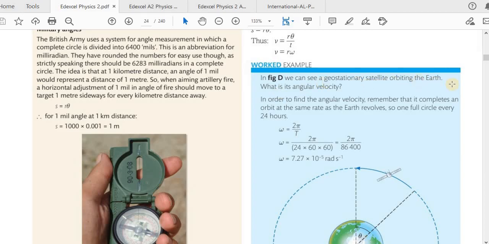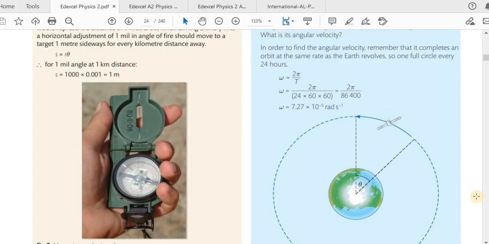Okay, a geostationary satellite orbiting the Earth, what is its angular velocity? To understand this, you should know what a geostationary satellite is, and now I told you what it is. So angular velocity is omega, and omega equals 2 pi over T. Now T is the period of orbit, so how long it takes to complete one orbit. That is 24 hours. Here you can see 24 hours is converted to seconds, because there are 60 minutes in 1 hour and 60 seconds in 1 minute, or simply, to convert from hours to seconds you can multiply by 3600. This is a simple unit conversion. Okay, you should know this.